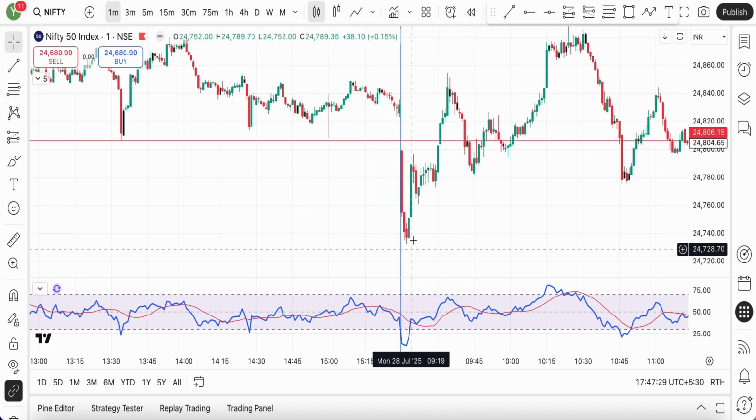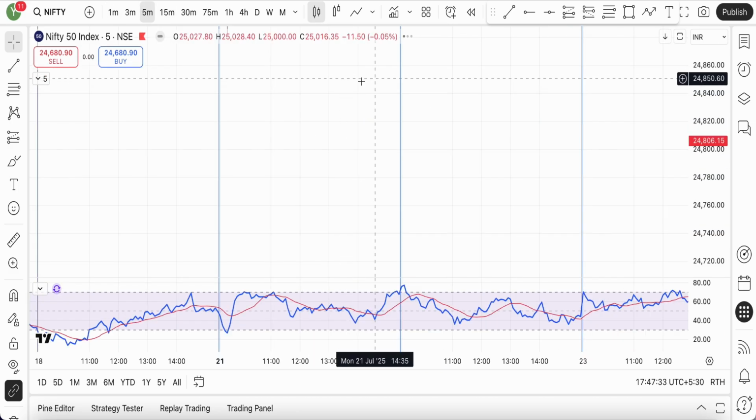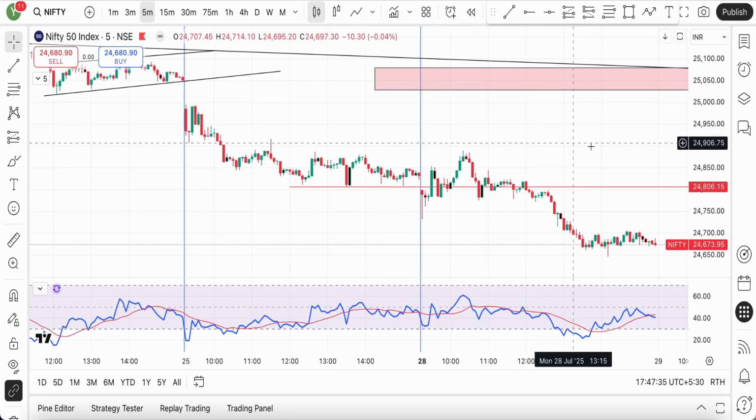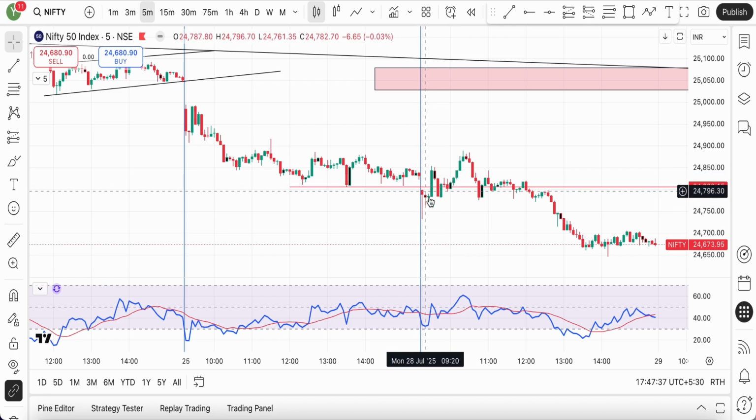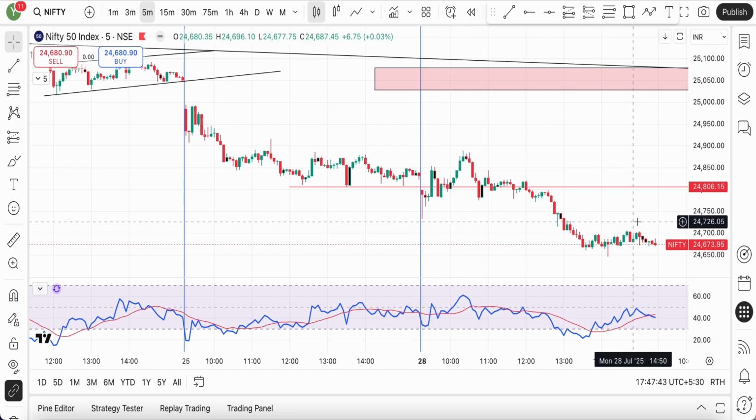So I hope the price action formation that I am looking at is clear to all of you. Although I did not trade this because obviously on a 5 minute time frame, the candle does not look bearish to me at all. And that was the reason I decided to give this trade a pass.